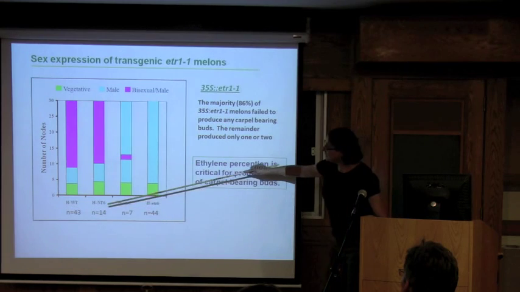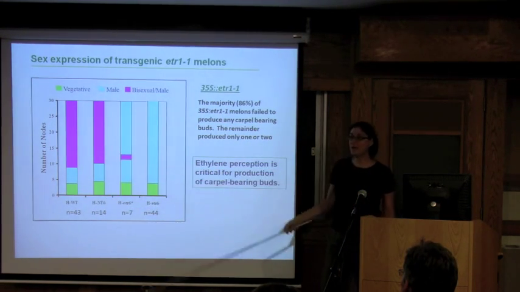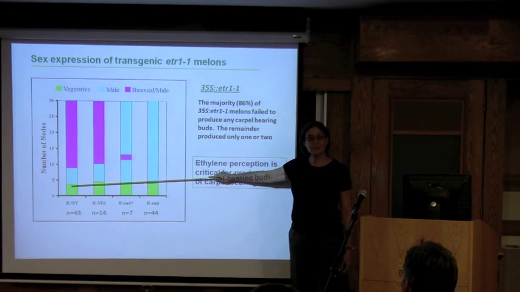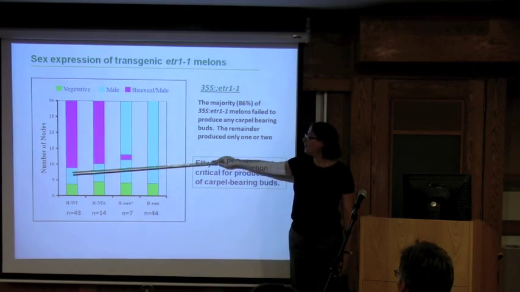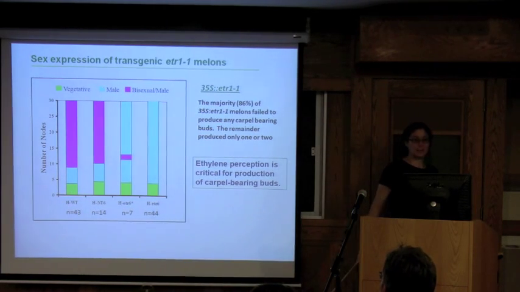This graph shows nodes along the main stem. These are wild-type melons and also non-transgenic segregants. And from there we see initially vegetative nodes, followed by nodes that produce only male flowers, followed by nodes that produce either bisexual or male flowers, as we would expect.